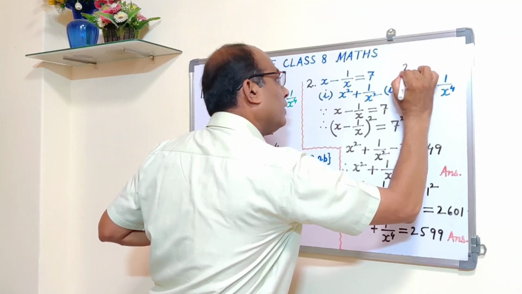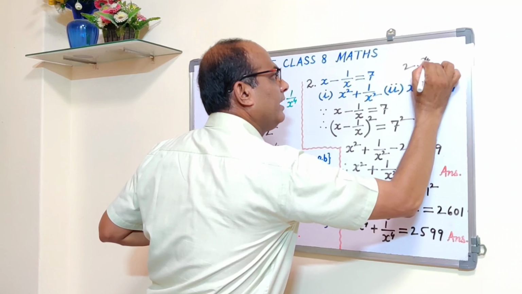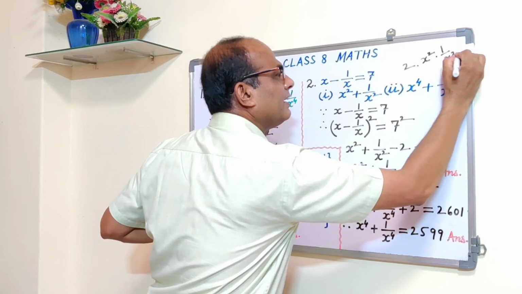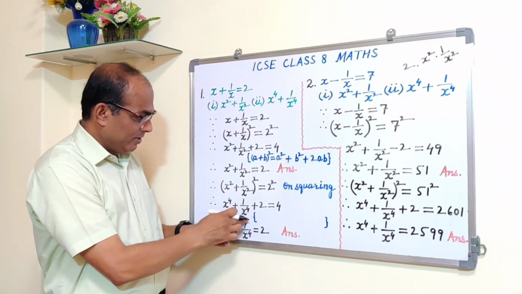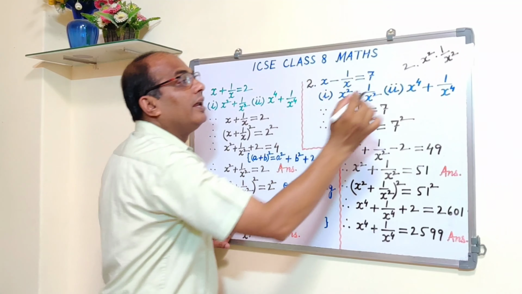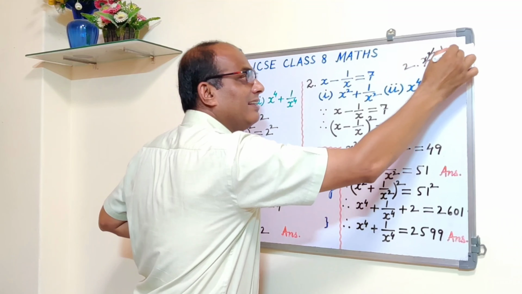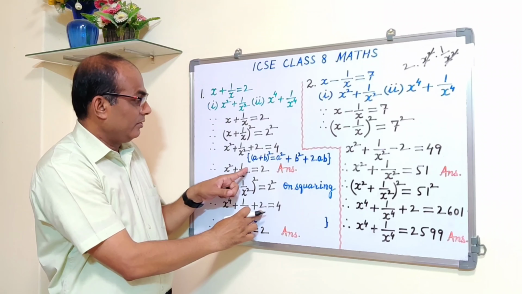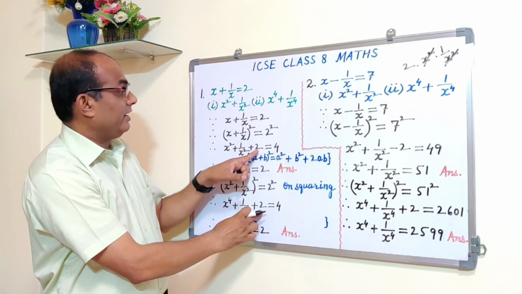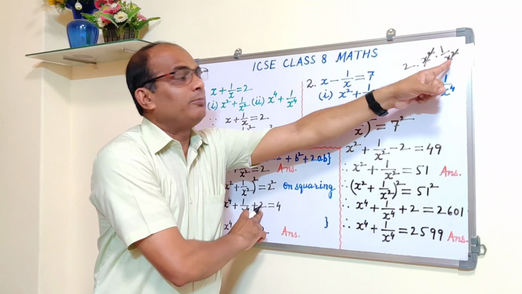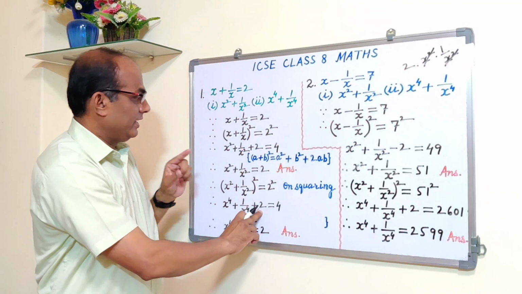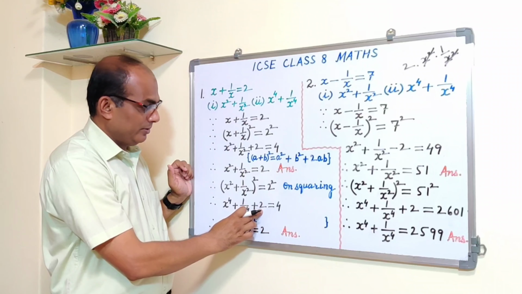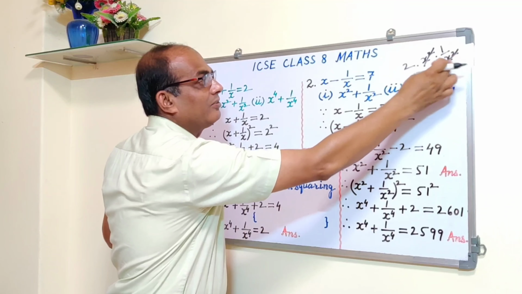2 into x square into 1 upon x square. A square plus b square plus 2ab term. Now a is this, b is this, so x square cancels x square and we are left with only 2. That is what I have written here. The same thing is here also: you get 2 into x into 1 upon x, x cancels each other and you are getting only 2. That's why I am writing only 2 in place of 2ab, because x square cancels.